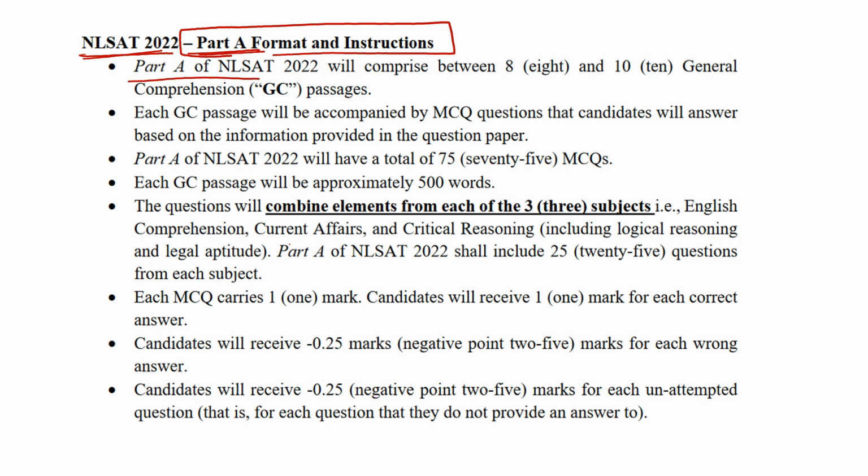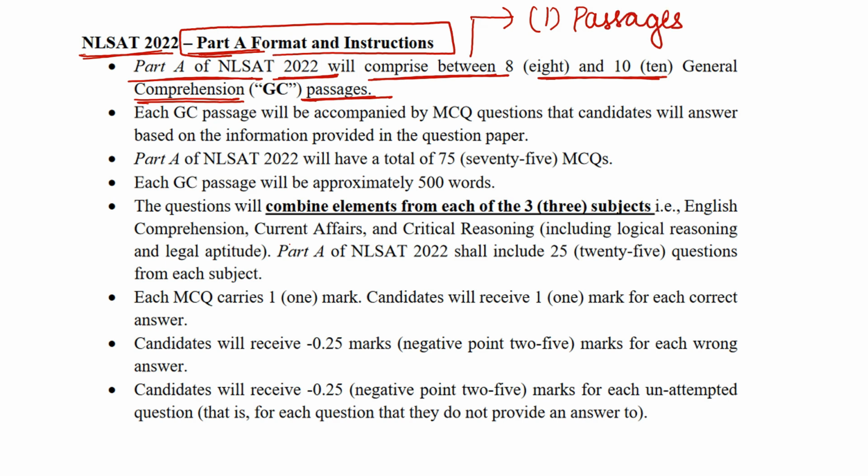फॉर्मेट, Part A of NLSAT 2022 will comprise between 8 and 10 general comprehension passages. क्या पता चलता है हमें? नंबर 1 पॉइंट, पैसेजेस होंगे हमारे पार्ट ए के अंदर. पैसेजेस होंगे मतलब ये कैसा पैटर्न है, जैसे क्लैट का पैटर्न है कि पैसेजेस होंगे. ठीक है ना, ये पता चलता है पैसेज टाइप ऑफ फॉर्मेट है. ठीक है ना, पैसेज फॉलोड बाय क्वेश्चंस, राइट.